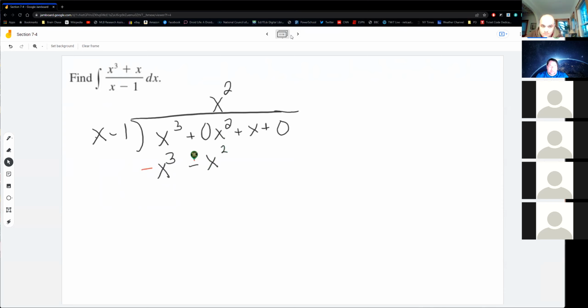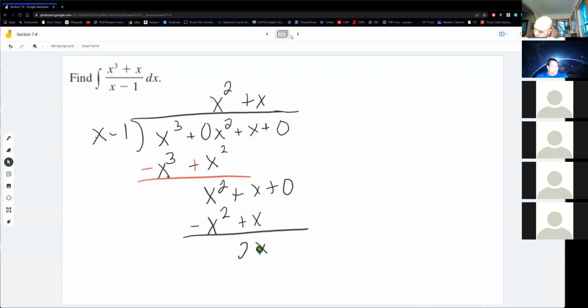We change our signs, and we bring everything down. First thing's gone, x squared plus x plus 0. X times what's going to give me x squared is x. And we multiply. Change my signs. Now I divide again. Change the signs. So I have a remainder of 2.